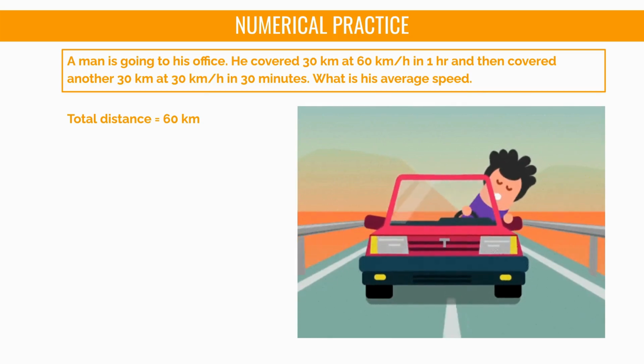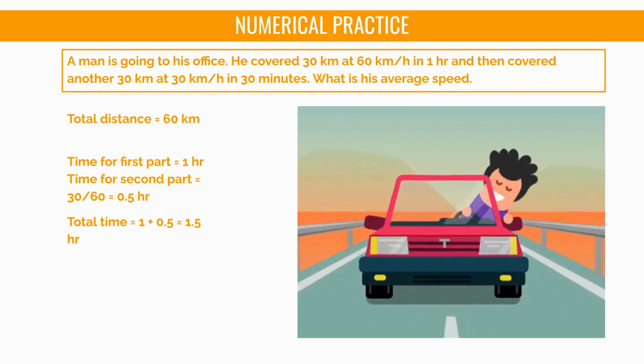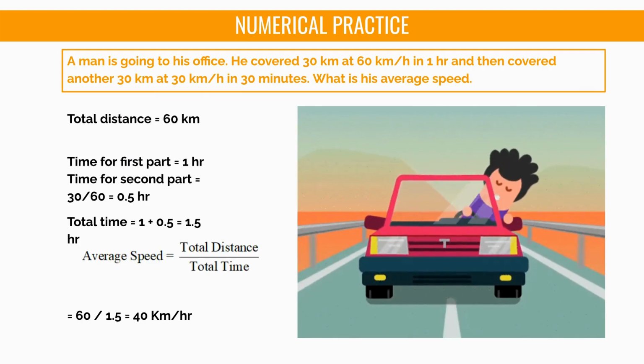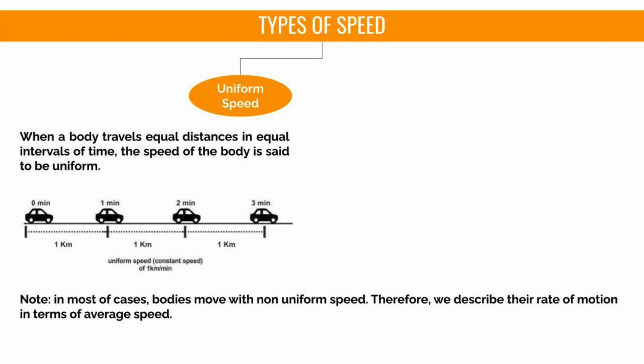Total distance covered is 60 km. Time for first 30 km is 1 hour. Time for second 30 km is 0.5 hour. Total time to cover 60 km is 1.5 hour. Putting values in the formula, the average speed of the man is 40 km per hour.